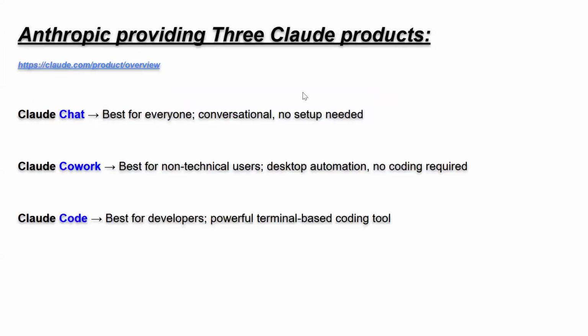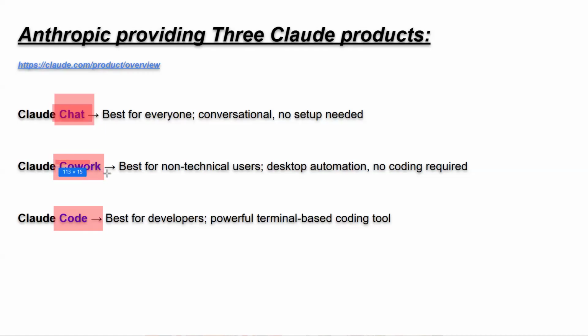Before we start, as we discussed, Anthropic provides three products. Which are those products? Claude Chat, Claude Co-work, and Claude Code. What exactly is the difference between these three? The first one is just like your ChatGPT. The same way we use ChatGPT, this will work. Just like you ask a question, it will reply.